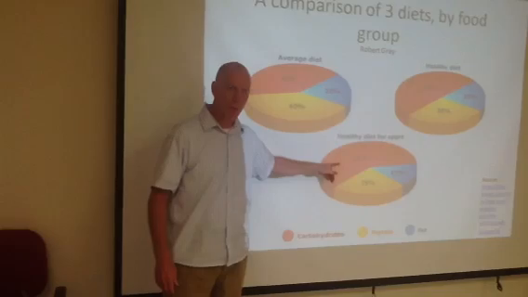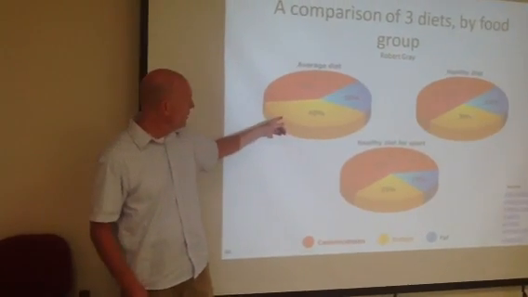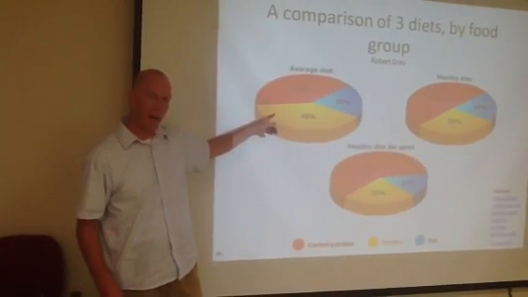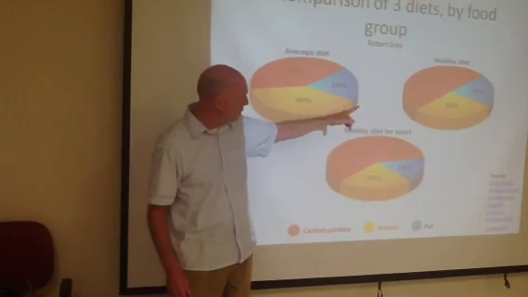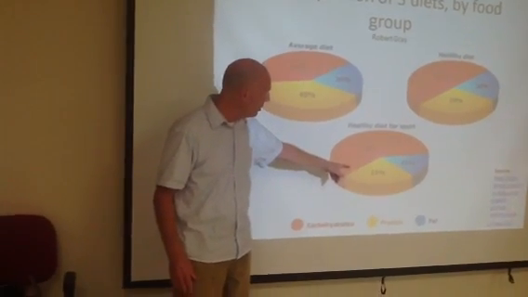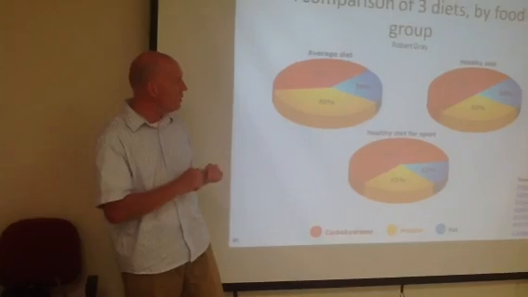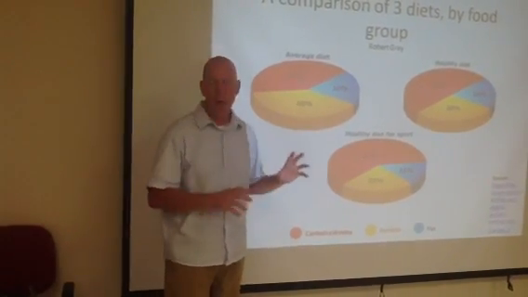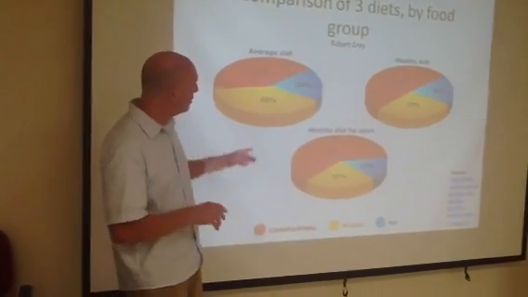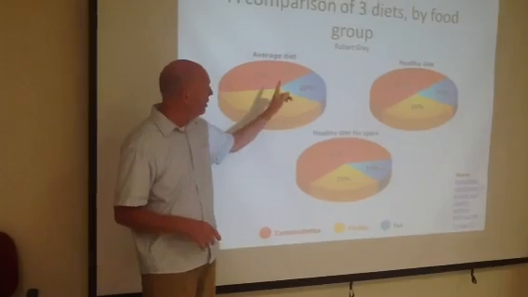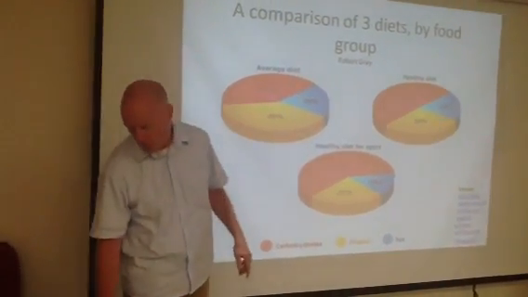goes up to 60%. In comparison, we've got proteins in the average diet at 40%, healthy diet 30%, and healthy diet for sport has 25% protein. So you can see that between these three different diets, we have shifting amounts of carbohydrates, proteins, and then, of course, there's fat: 20, 20, and 15.